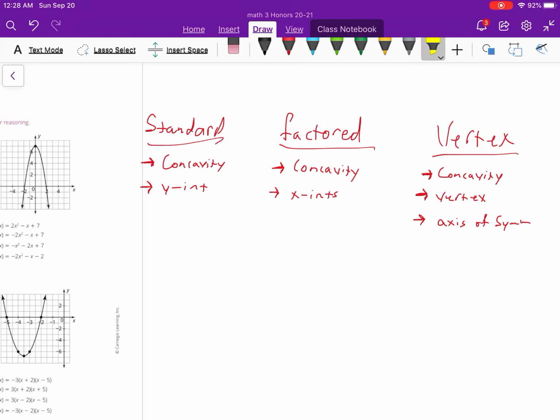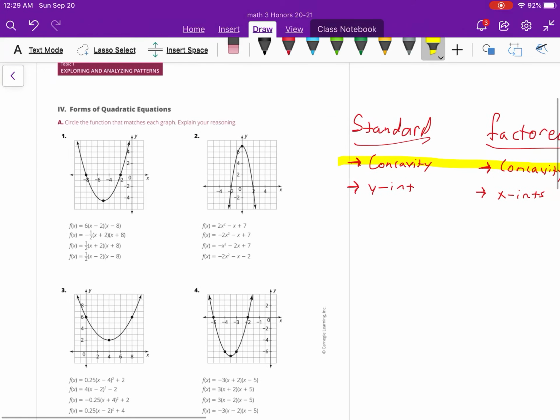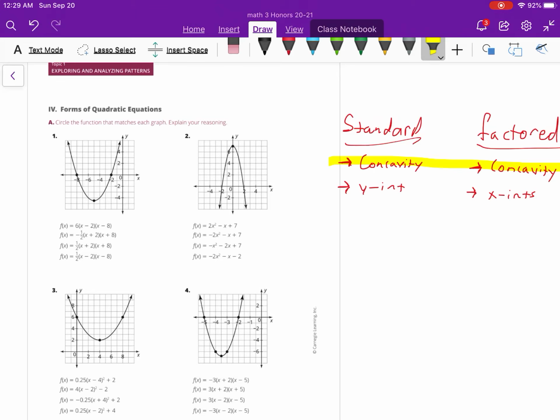The one thing I want us to notice is that you can find concavity in all of these without even doing any math at all. Now that we've reviewed standard form, factored form, and vertex form, let's look at the problems for today. If we need to, we can refer back to this, or we can have it memorized. Let's go to these problems, starting with number 1.